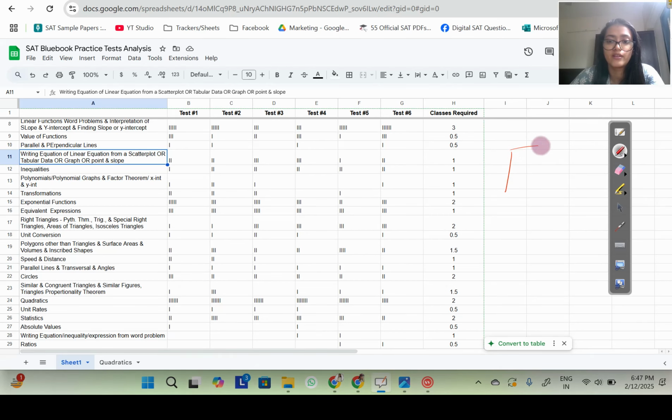So you have a table with x values and y values, and you have to write the equation of the linear function. Or a graph is given, and you have to write the equation of this line. Or a point and the slope are given, and you have to write the equation of the line. So, writing the equation of a linear equation from a scatter plot, tabular data, a graph, or a point and a slope.